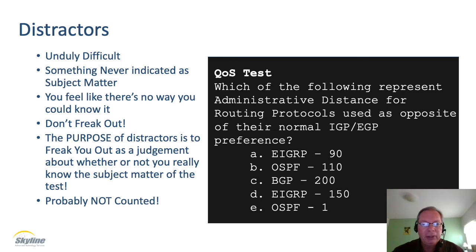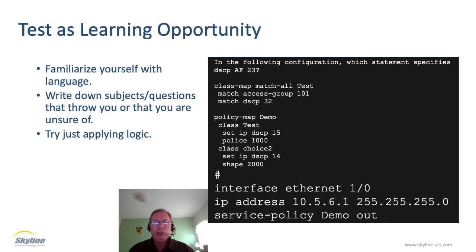The cool thing is, distractors are not counted. They don't count them against you. Okay? So if it's pretty far out in left field, and you look at it in all the materials you've studied, you've never seen anything like it, you have the opportunity to go, don't do it. Don't do it. Look at it, do your best, apply logic, and then drive on. Because the chances are that was a distractor and it's not going to count against you at all. Use the test as a learning opportunity.